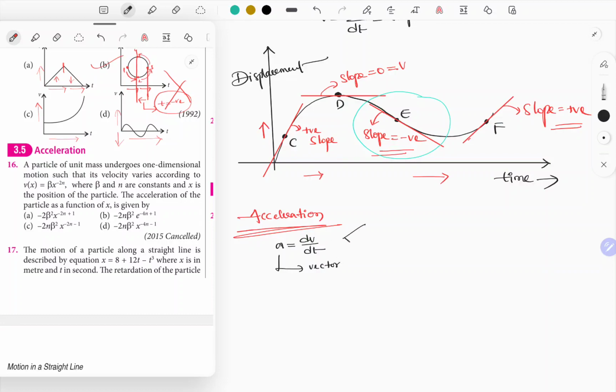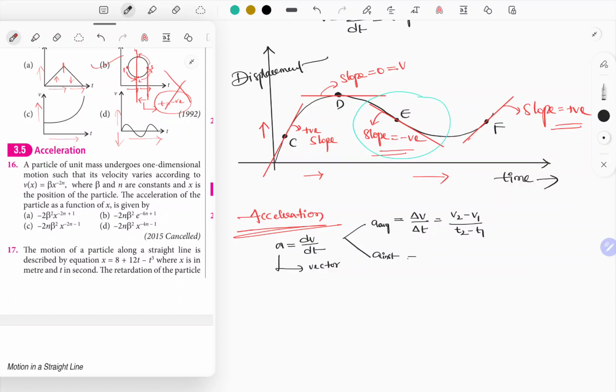We have two types of accelerations. One is average acceleration, another one is instantaneous acceleration. The meaning of average acceleration is delta v by delta t, the total change in velocity with respect to total time. It is represented as v2 minus v1 by t2 minus t1. V2 is nothing but velocity at time t2. V1 is velocity at time t1.